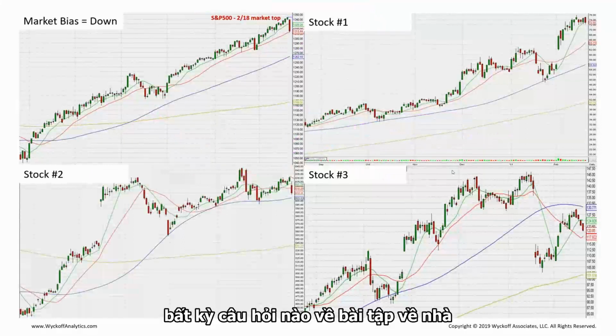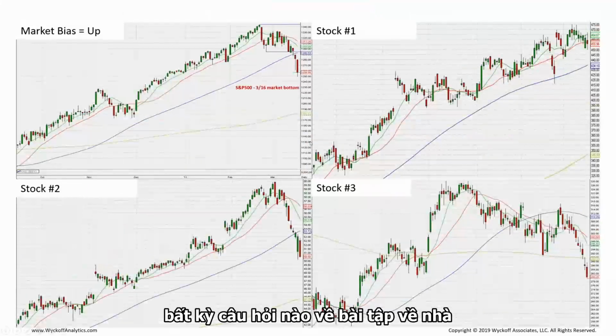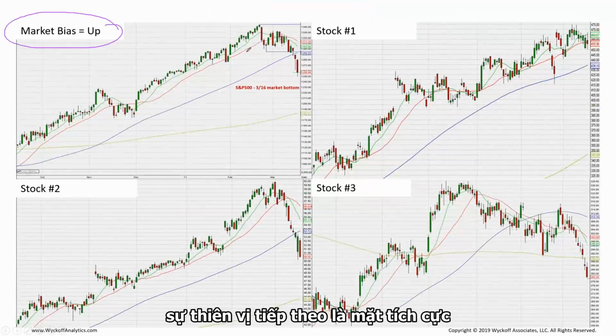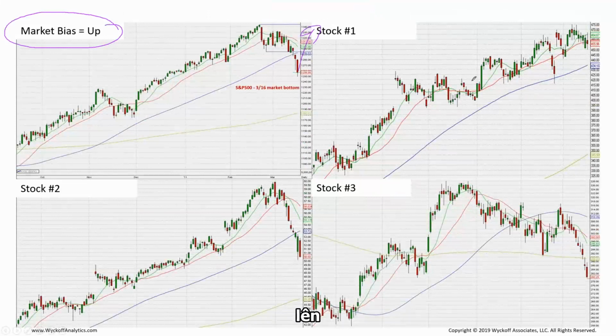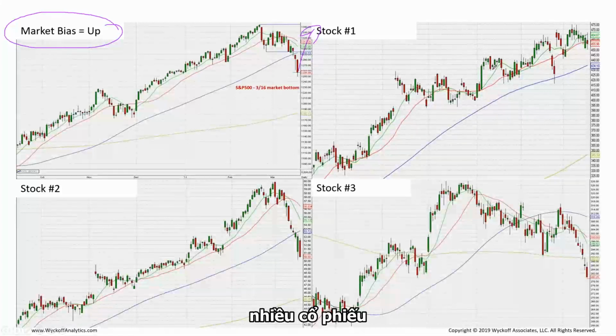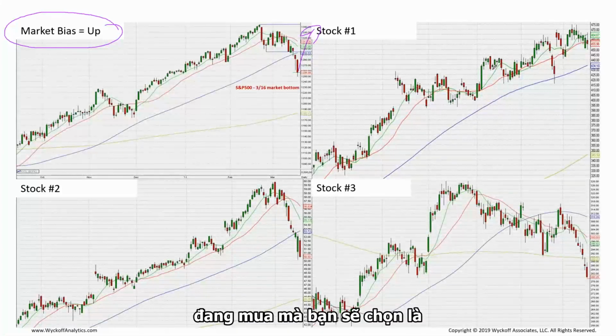Any questions on the homework? And you have 4 slides here. So in this case, the next bias is to the upside. We know that the market is going to go up. So which stock out of 3 or maybe multiple stocks will you be selecting as your buy?